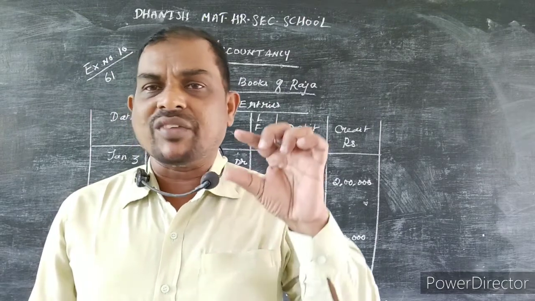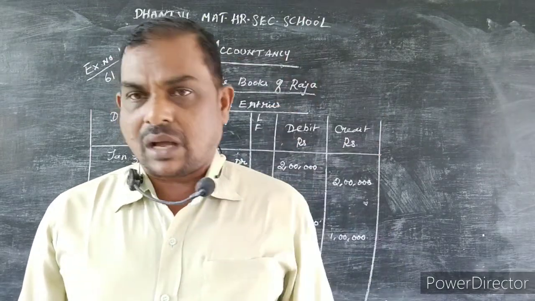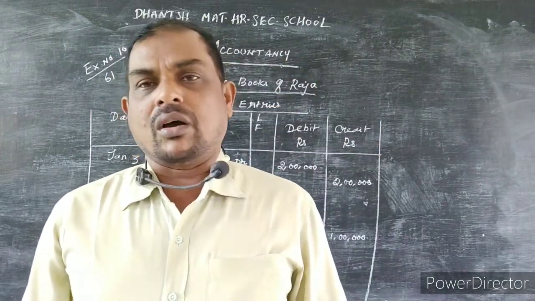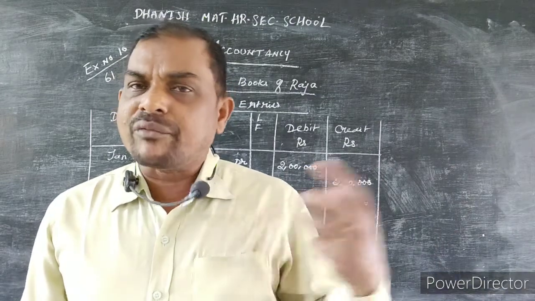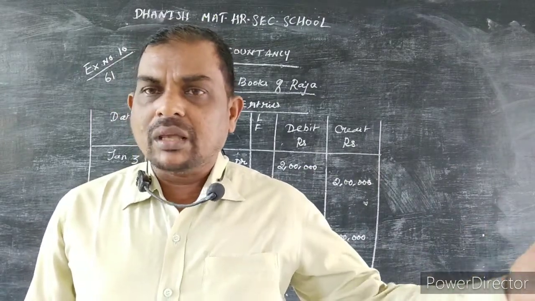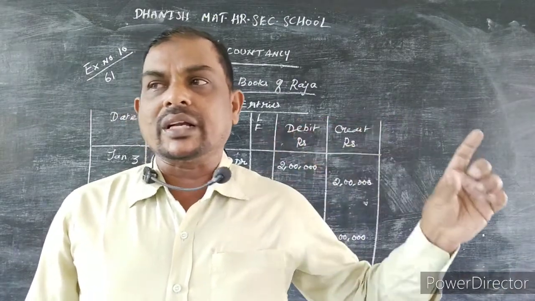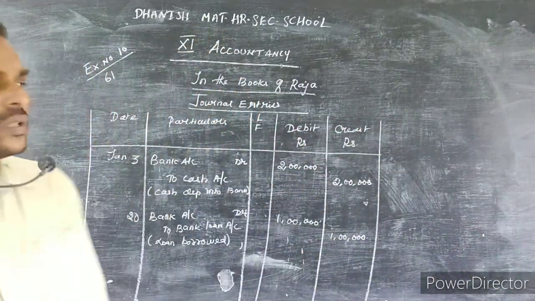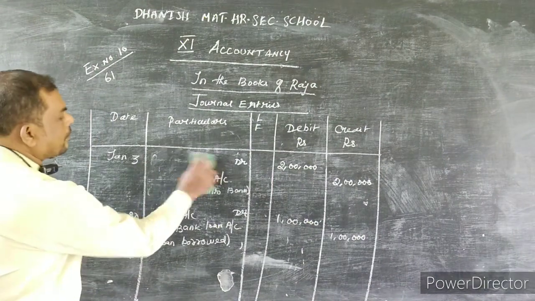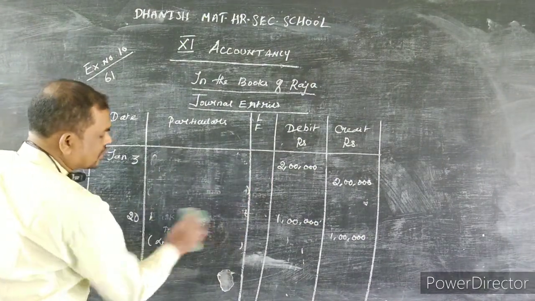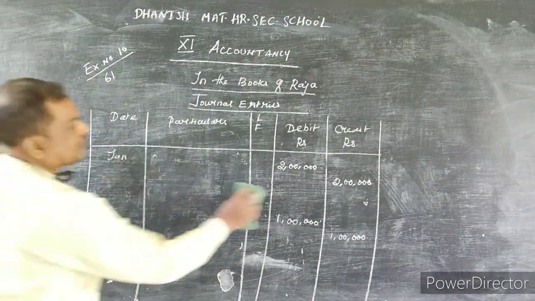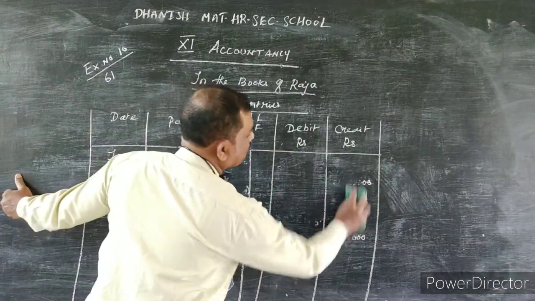Raju's drawing account. But we have to use only the drawings account. He is taking the amount from where? Who is giving this money? Bank is giving the money. So bank will be credited. So drawings account debtor to bank account.